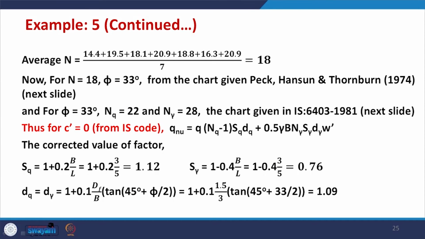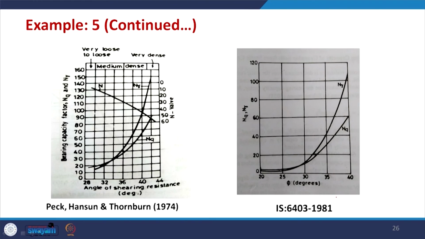So, somehow here it has been done using this. For this N value of 18, phi obtained is 30 degree. Once you obtain phi equal to 30 degree, again we calculate the value of NQ and N gamma from the chart which is given by IS code 6403. So, this is NQ and N gamma.